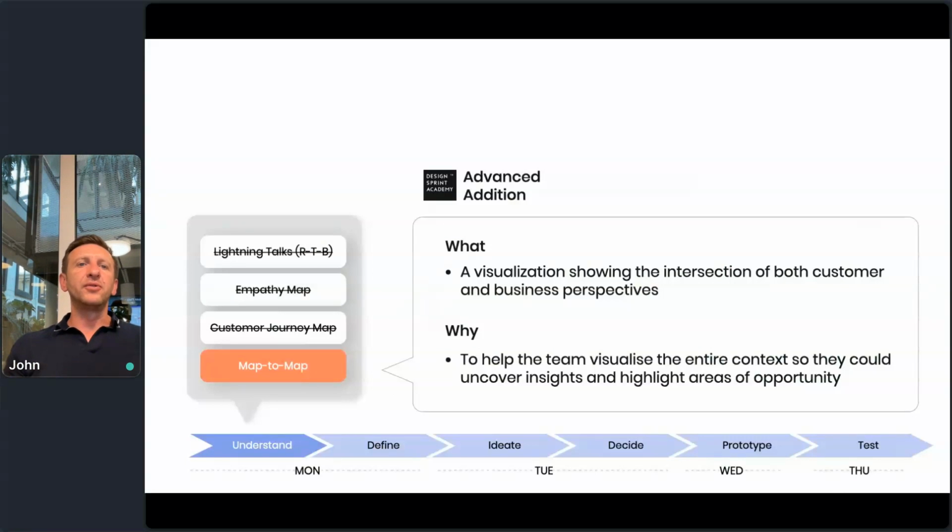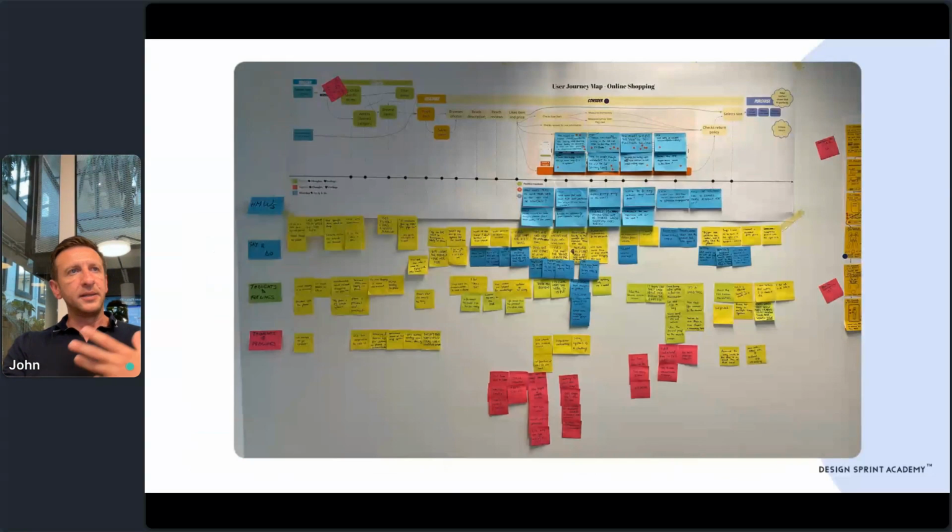And now bringing both of these together, the empathy map and the customer journey map, for a complete image, we have the map-to-map exercise. And that, as I was saying, paints the full picture, and it really helps the team uncover insights and highlight areas of opportunity. And this is how it looks. This is the previous map that you saw.